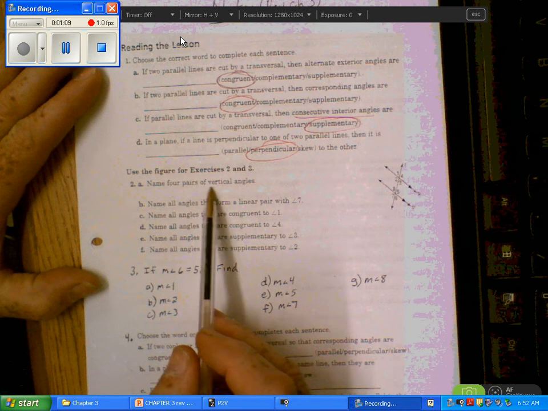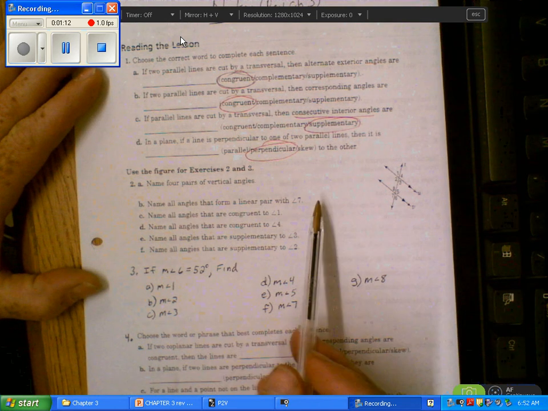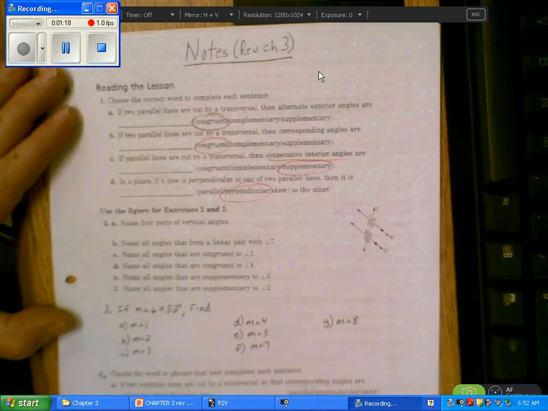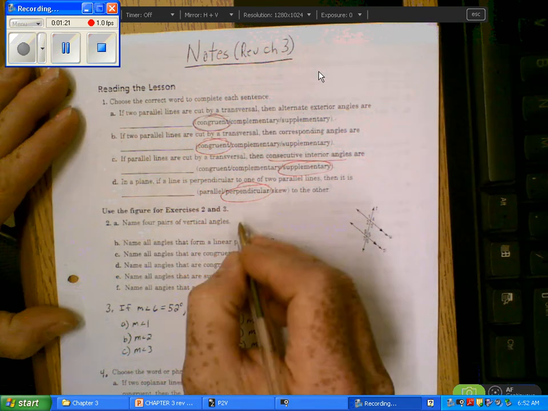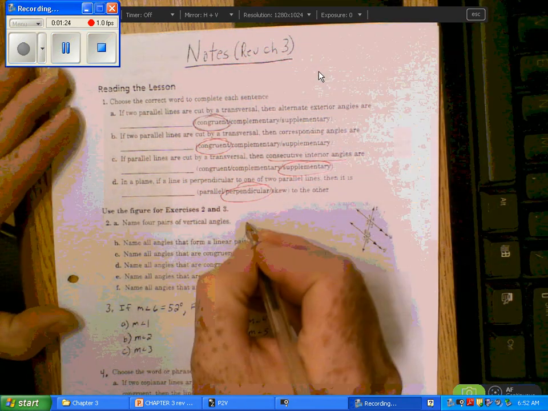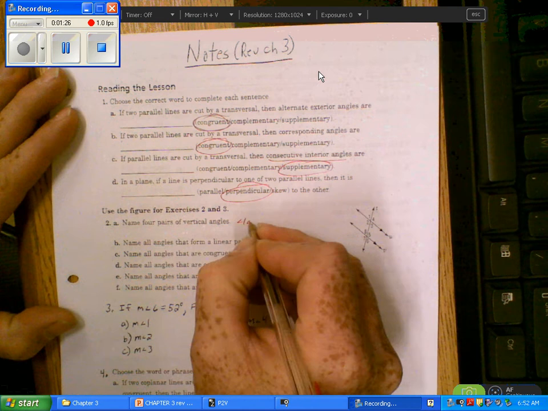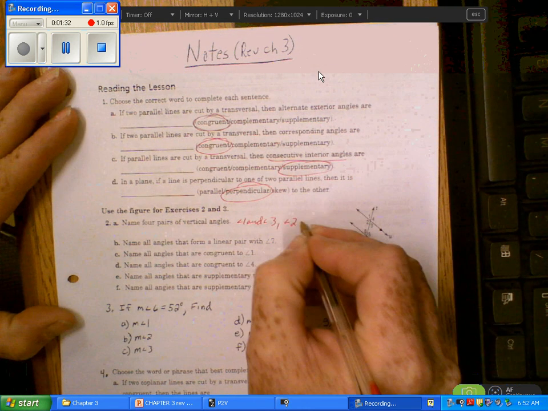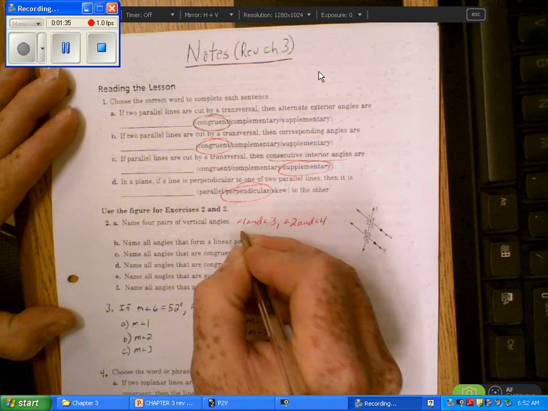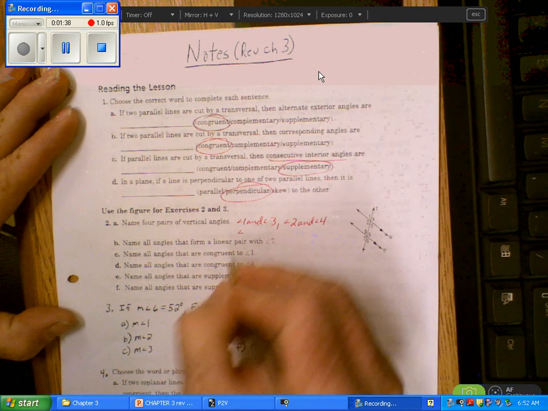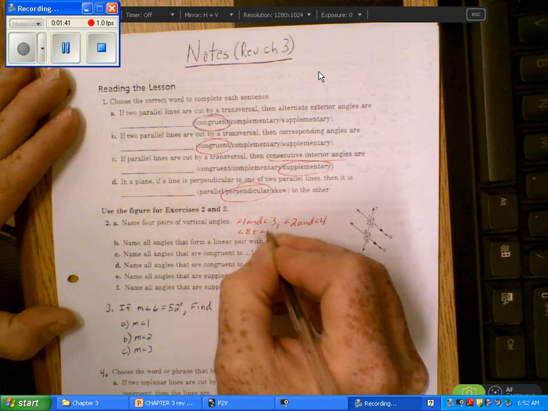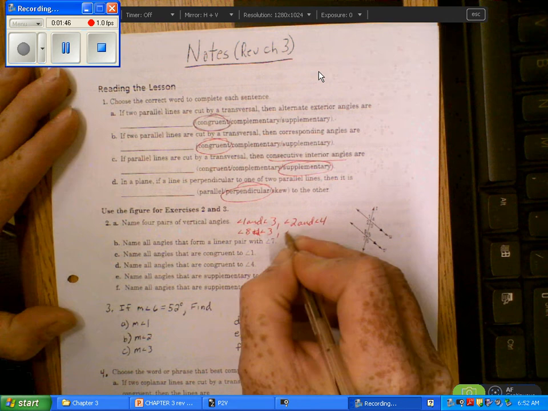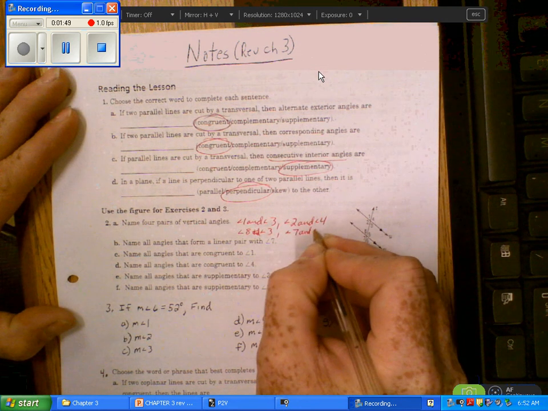Name four pairs of vertical angles. So here we want to go through and just do each of these. Vertical angles, the pairs are 1 and 3, so angle 1, angle 3, angle 2, angle 4. Remember, vertical angles are always congruent. Angles 8 and 6. And the last pair, angle 7 and angle 5. Those are all vertical angles.